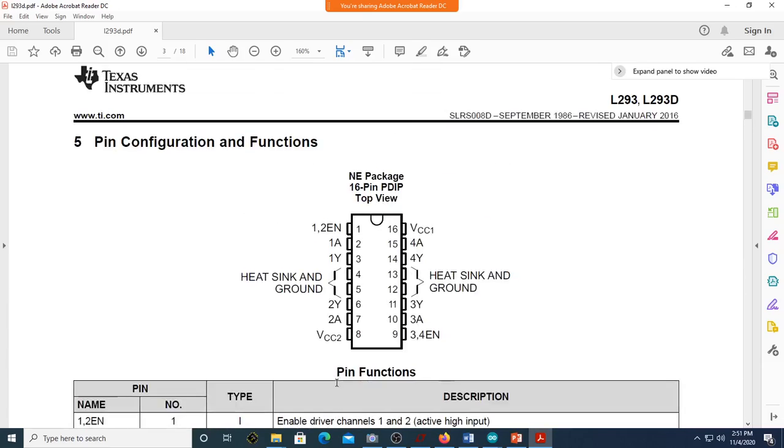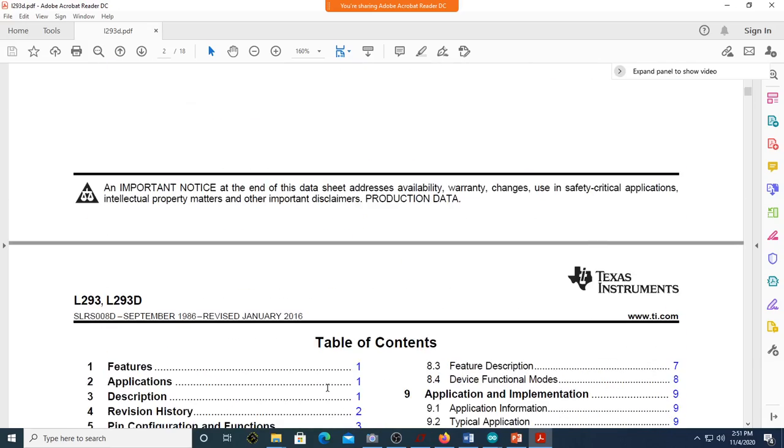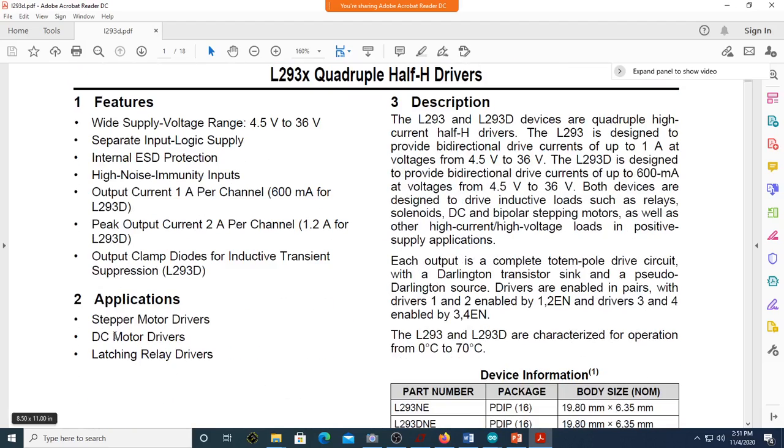Can you see here what is the specification? What is the description of this? If you see the description, can you see the application? Stepper motor driver, DC motor driver. This latch is used to drive motors. You can see bidirectional currents up to 1 ampere at a voltage of 4.5 volt to 36 volt. So this is the current it can provide. Whatever we showed there is the maximum current, 2 ampere. This is the typical current, 1 ampere it can easily deliver.